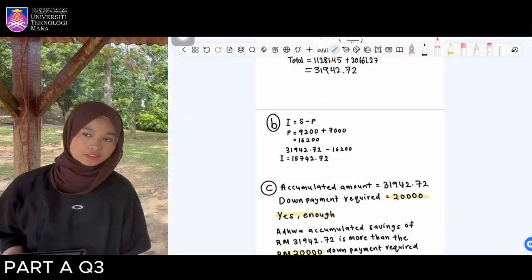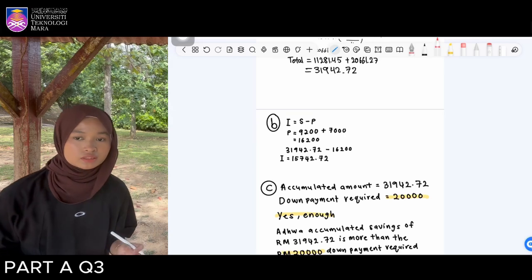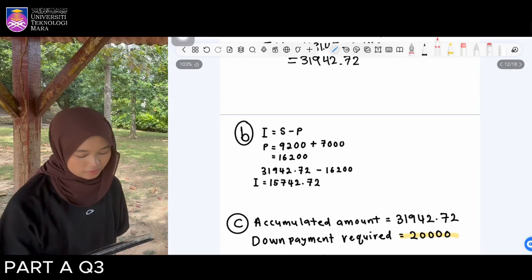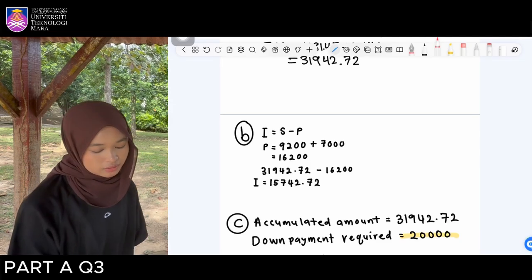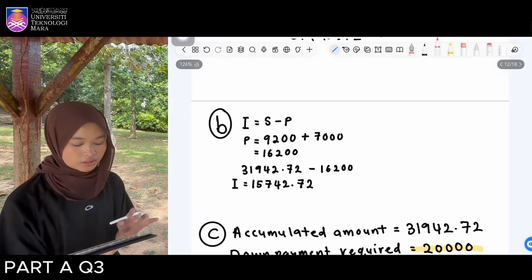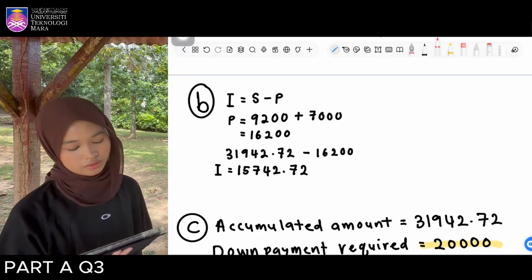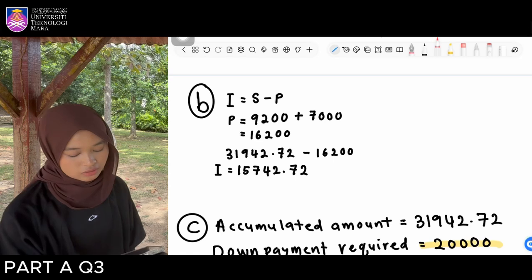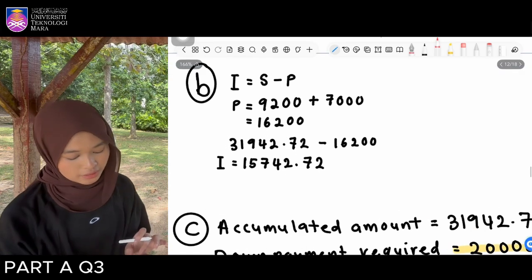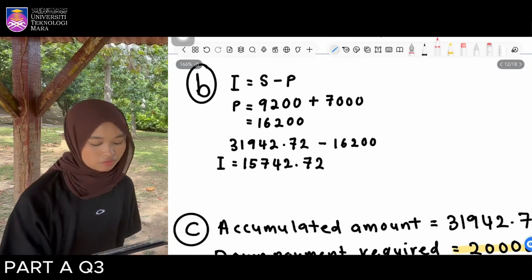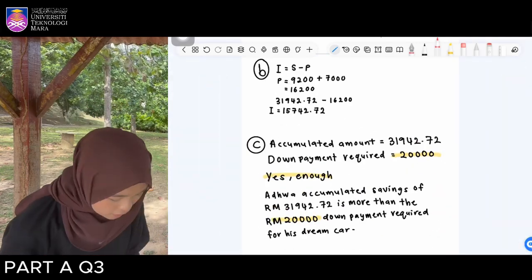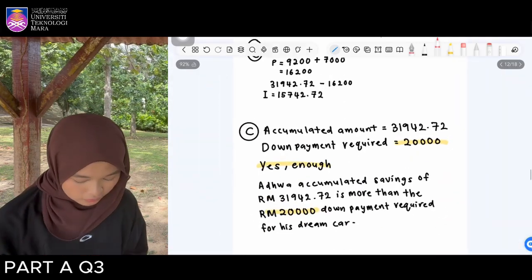Next, for question B, to find the total interest earned, we use I equals S minus P. First, calculate the total principal deposit, which is P 9,200 plus 7,000. So we get 16,200. So 31,942.72 minus 16,200. So the I is 15,742.72.